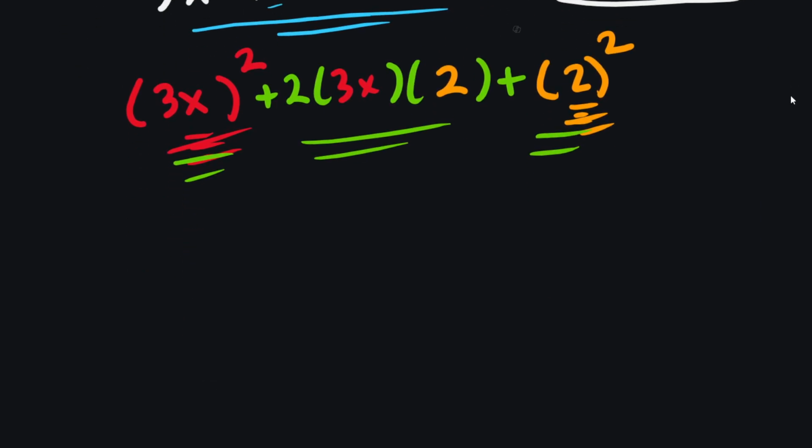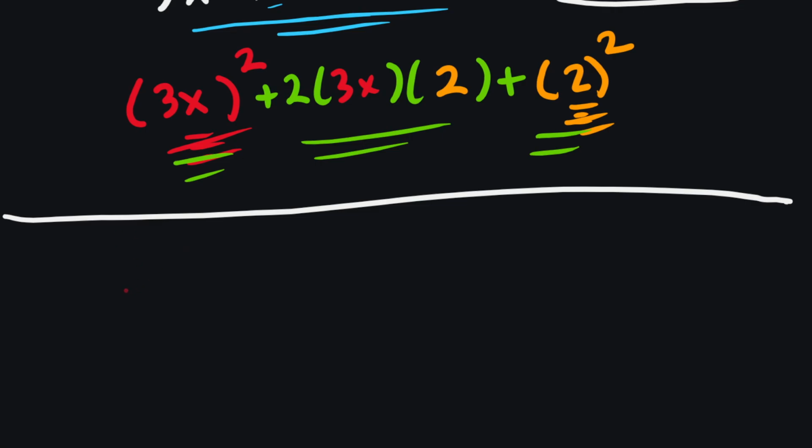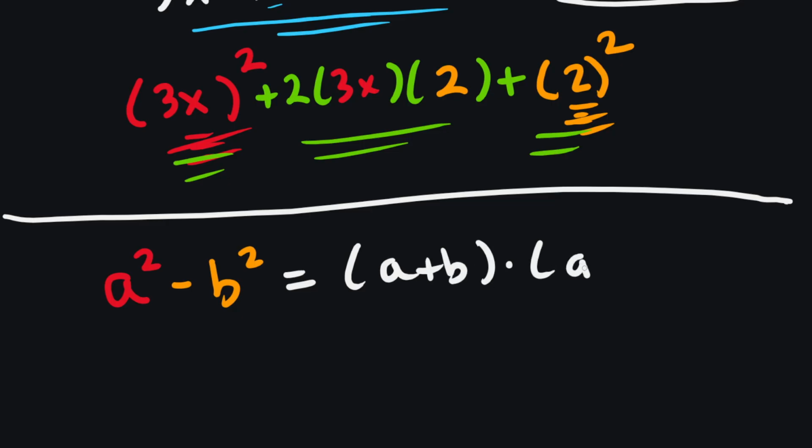And now let's scroll down and talk about factoring differences of squares. So a difference of squares, just as a reminder, can be written in this form: a squared minus b squared, and that equals a plus b times a minus b.